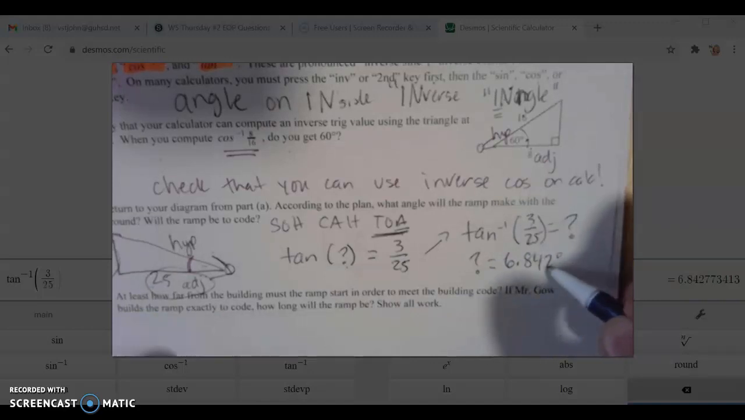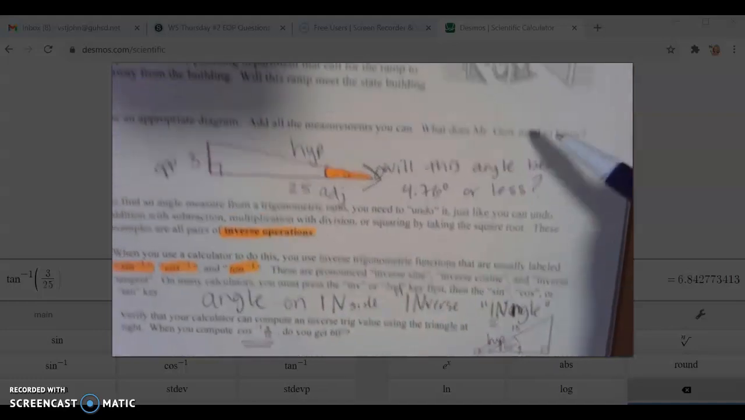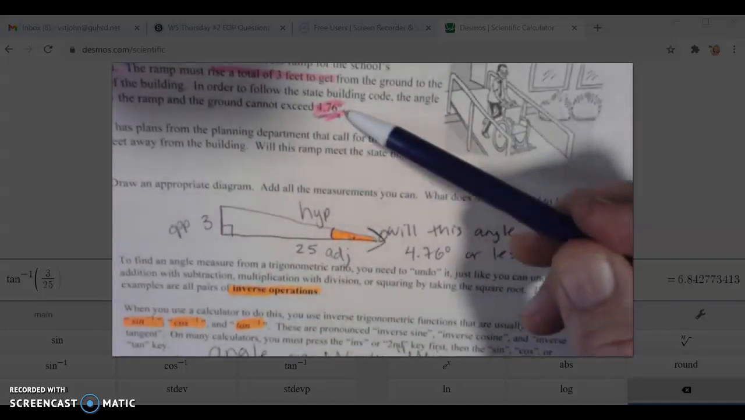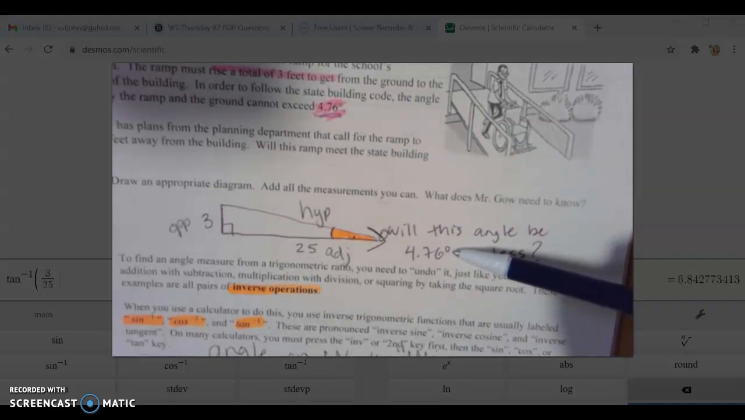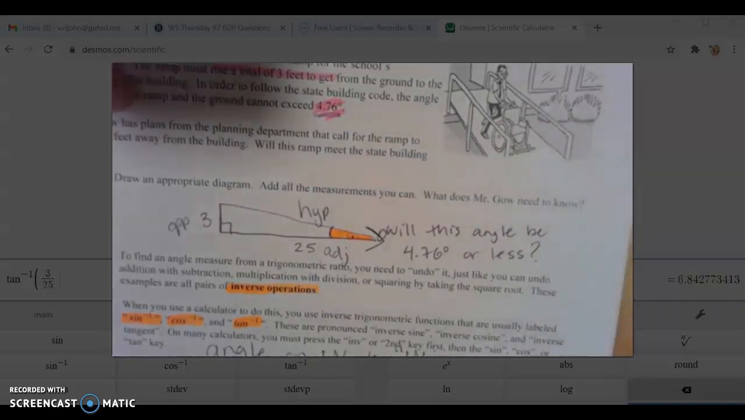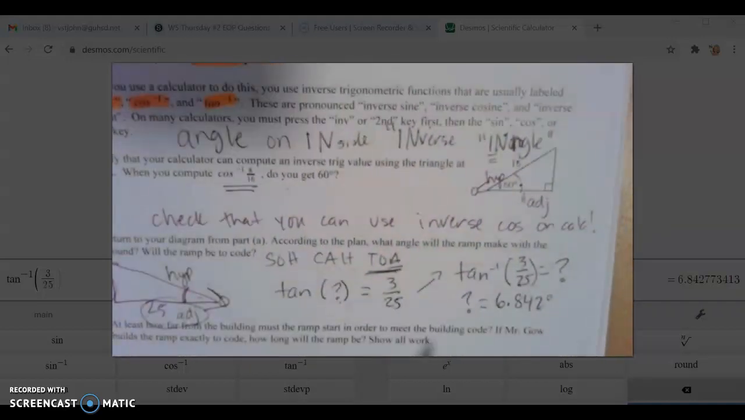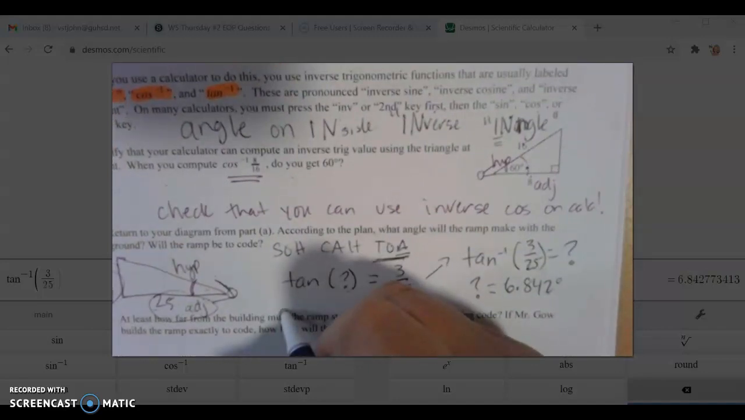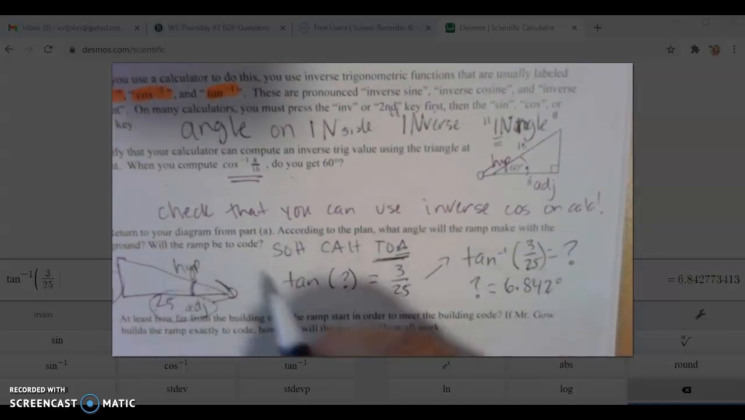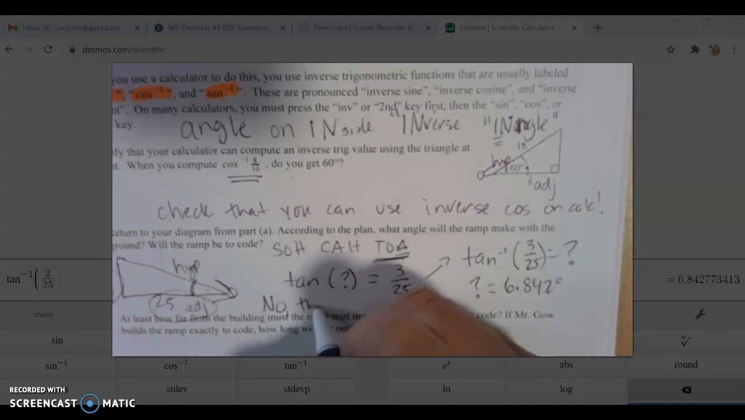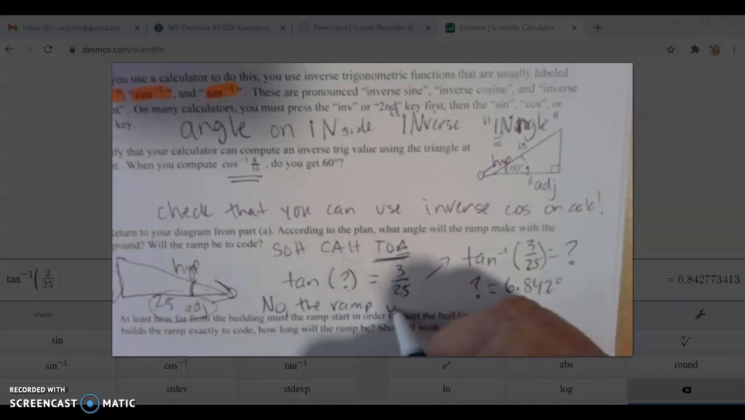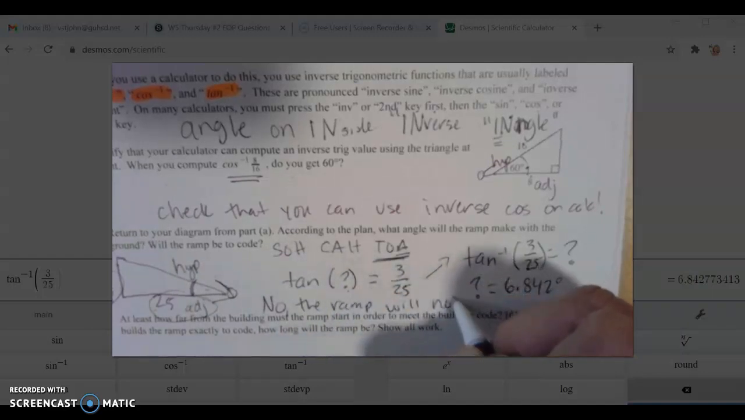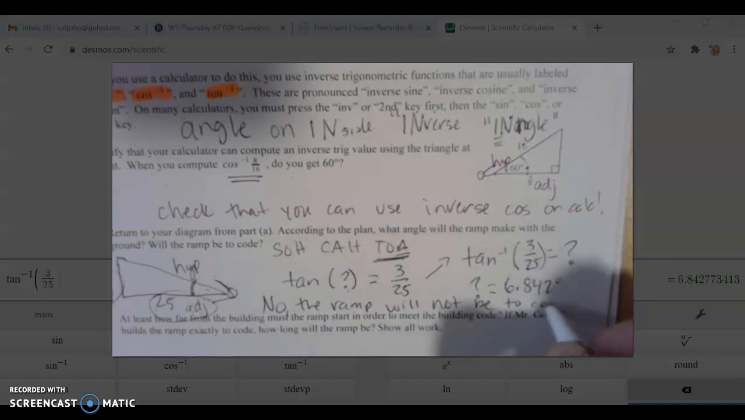6.842. Is this smaller than what we wanted? Let's come back here. Remember, it had to be less than 4.76, less than 4.76. So no, this is not going to work. The question says, will the ramp be to code? No, the ramp will not be to code.